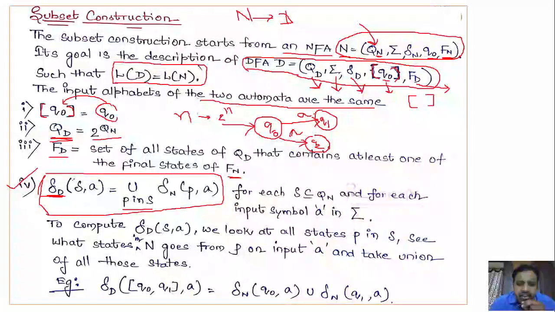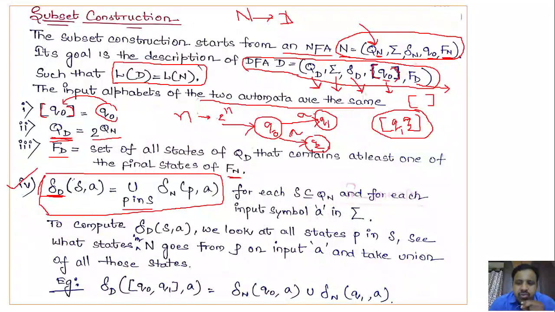But in the DFA, we don't have multiple transitions. So instead of considering these two states separately, we consider them as a single state, Q1, Q2, enclosed in a bracket. Since they are enclosed in square brackets, we can say that this is a state in the DFA. Since we don't have multiple transitions in the DFA, what we are doing here is merging the states.